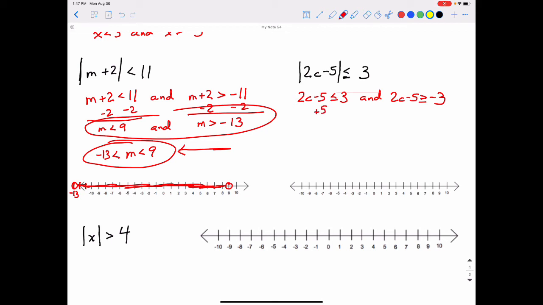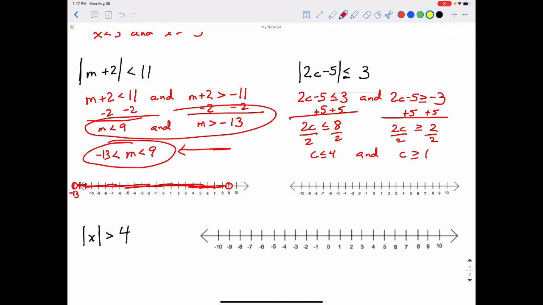So I add 5 to both sides on this one, and I get 2c is less than or equal to 8. Divide by 2. c is less than or equal to 4. And add 5 to both of them on this one. So 2c is greater than or equal to 2. Divide by 2. c is greater than or equal to 1.